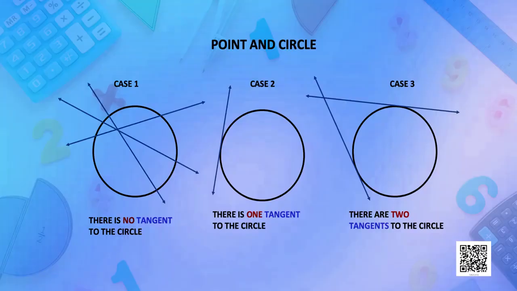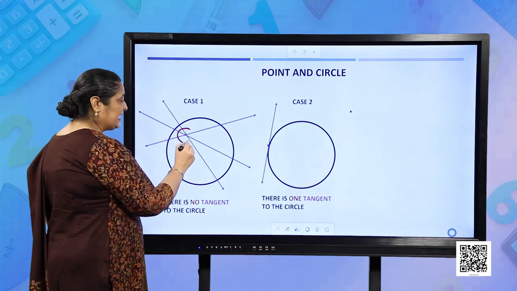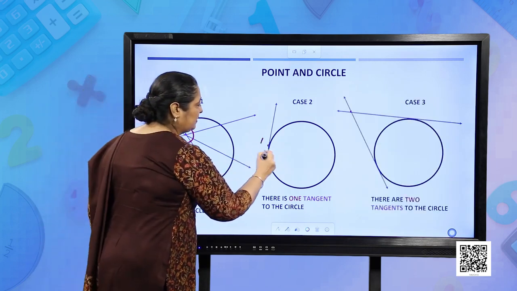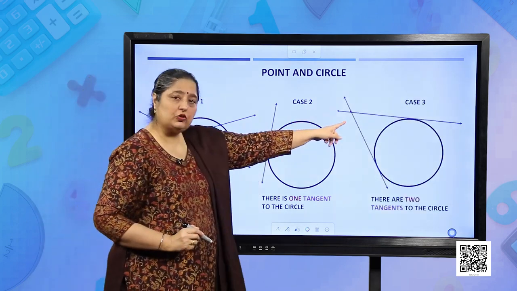We know a relation between a line and a circle. Now, we have a point and a circle. There are three cases again. We have a point inside the circle, we have a point on the circle and we have a point outside the circle.